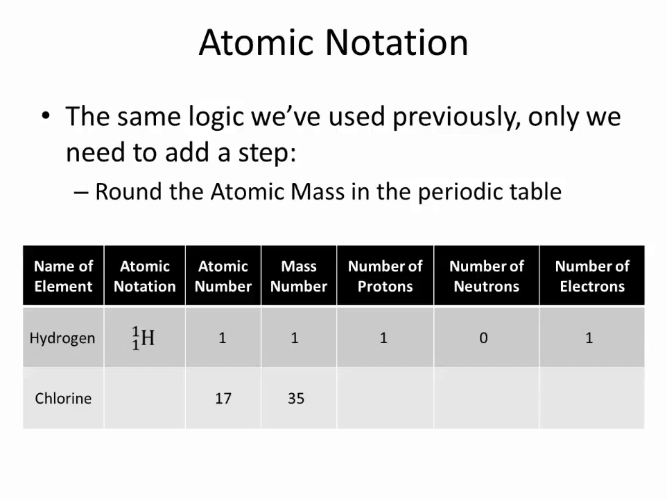We can then write the atomic notation. The symbol for chlorine is Cl. We'll write the mass number on top and the atomic number below, and we have the atomic notation. Again, the same is the case for protons, neutrons, and electrons as we've done previously. The number of protons is equal to the atomic number, 17. The number of neutrons is going to be 35 minus 17, 18 neutrons. And then finally, the number of electrons will be equal to the number of protons at 17.